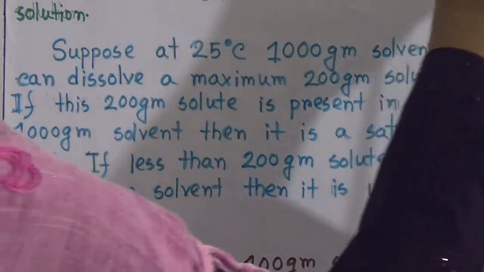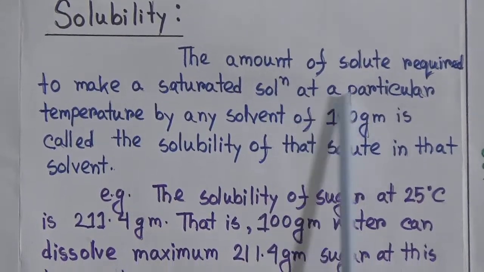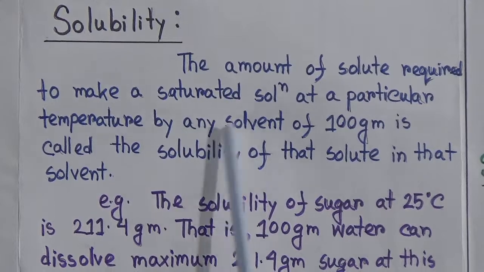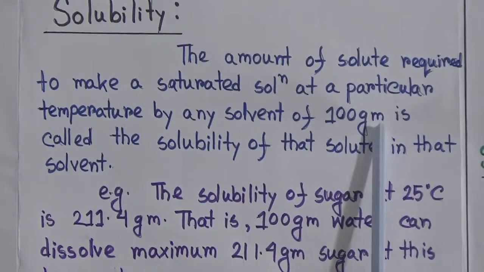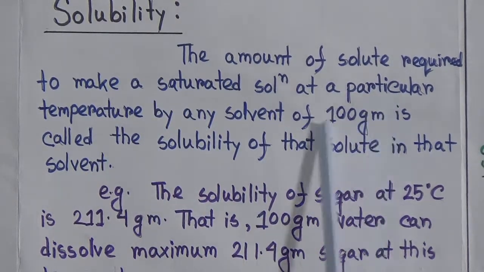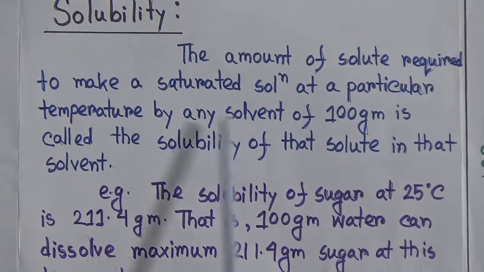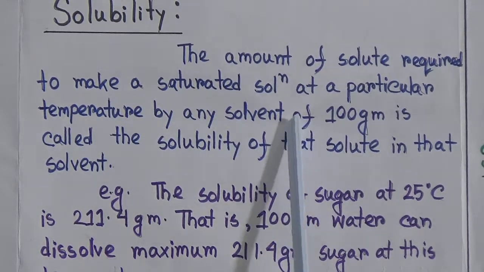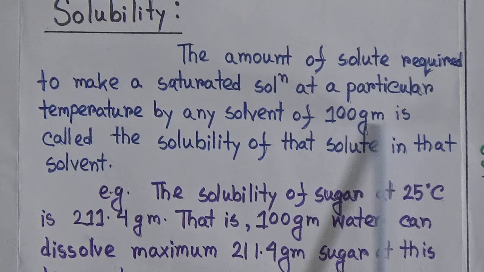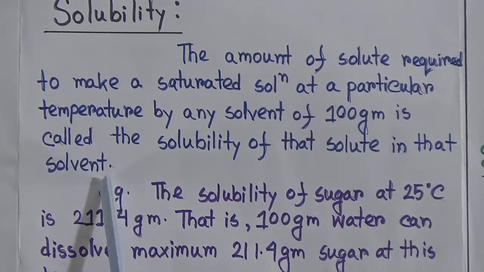That means from this we can find the definition of solubility. Look here, the amount of solute required to make a saturated solution at a particular temperature by any solvent of 100 gram. That means in case of solubility, the condition is that the solvent will be 100 gram. Everything is the same as a saturated solution, but the amount of solvent is fixed, and that is called the solubility of that solute in that solvent.